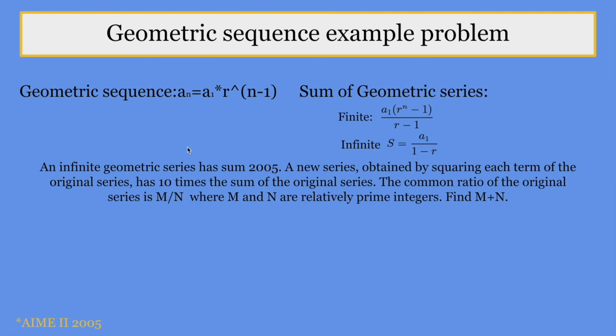Geometric series example problem, and it's a question from AMC 2005. And here's the question: an infinite geometric series has sum 2005. A new series obtained by squaring each term of the original series has 10 times the sum of the original series. The common ratio of the original series is m over n, where m and n are relatively prime integers. Find m plus n. And pause the video. You can pause the video and solve and come back again.